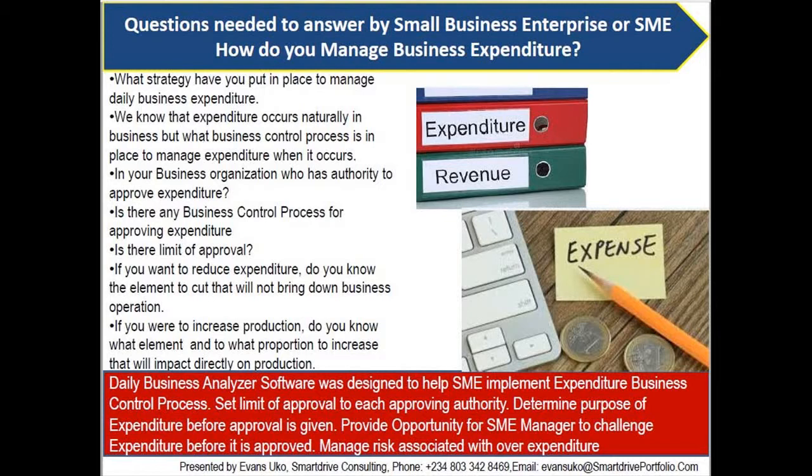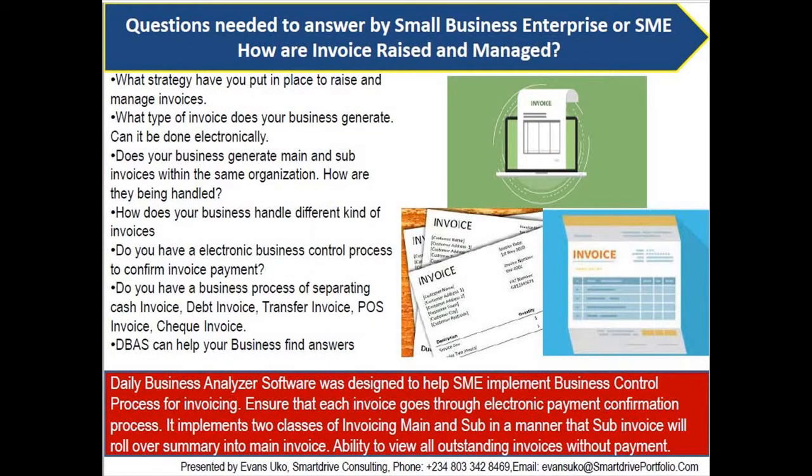Set limit of approval to each approving authority. Determine purpose of expenditure before approval is given. Provide opportunity for SME manager to challenge expenditure before it is approved. Manage risk associated with over expenditure.